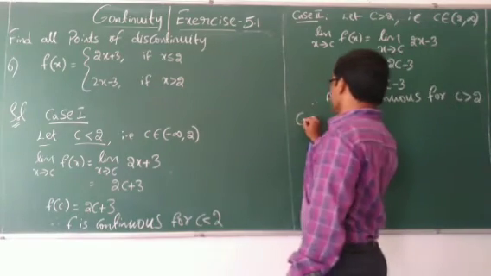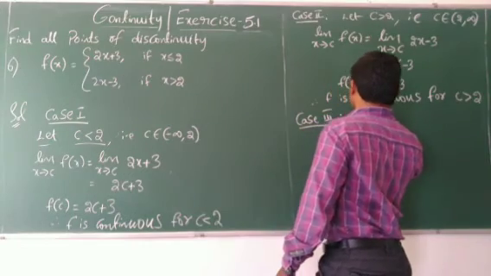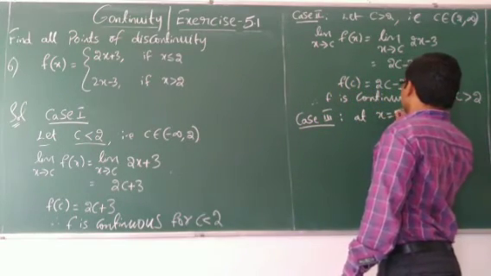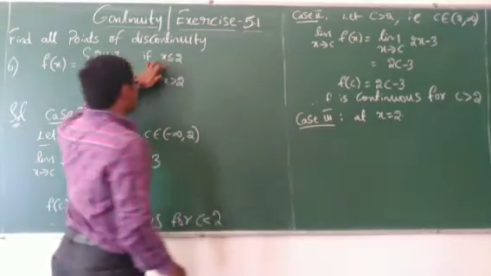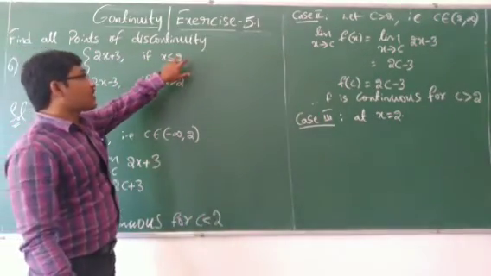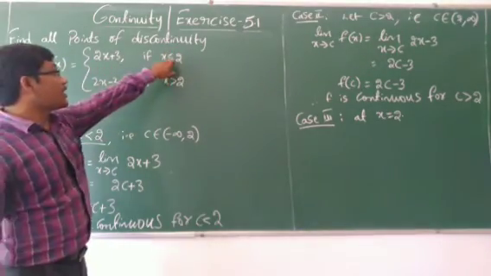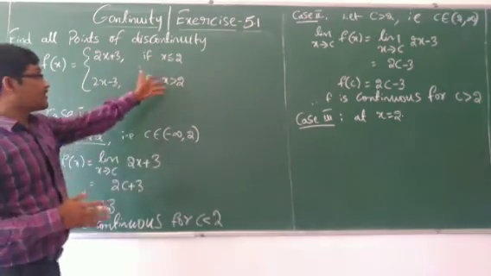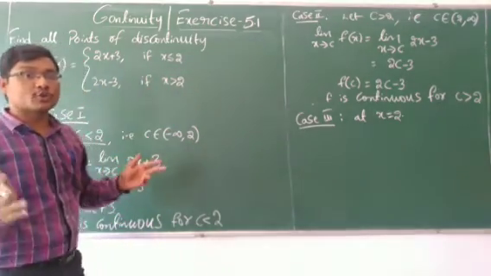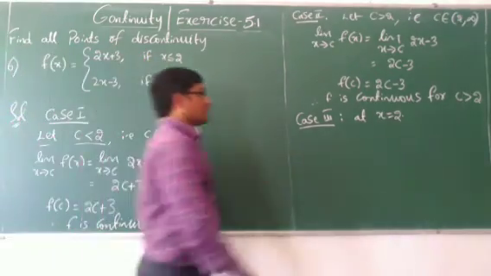Now we consider the third case, that is at x equal to 2. Wherever you have less than and greater than, sometimes we call these breaking points, because at that point we will have two different functions. x equal to 2 breaks the function into two parts. So sometimes we also call this a breaking point.